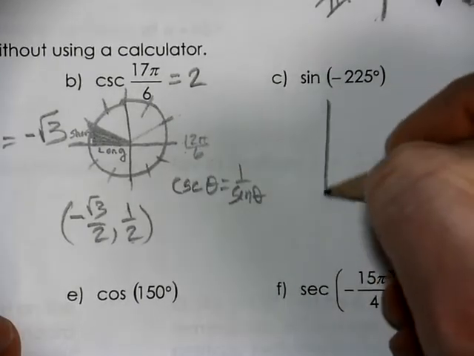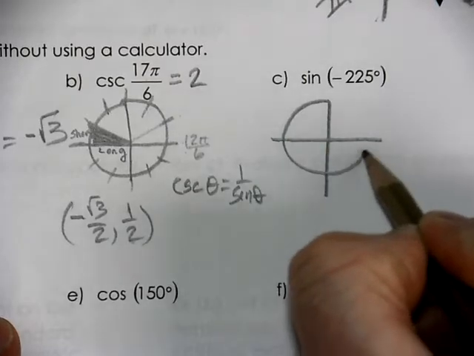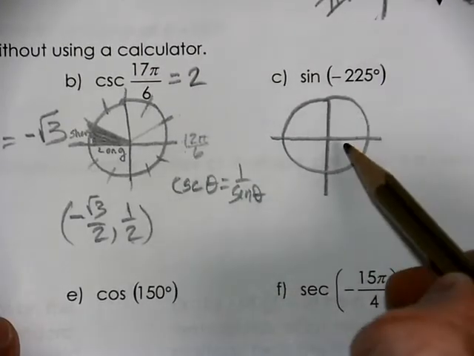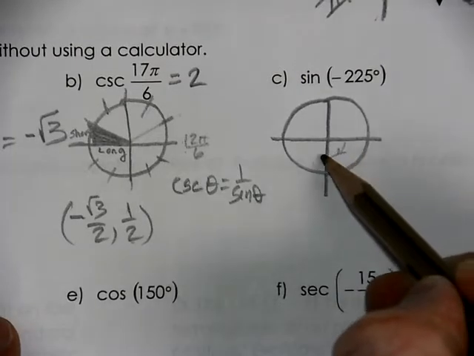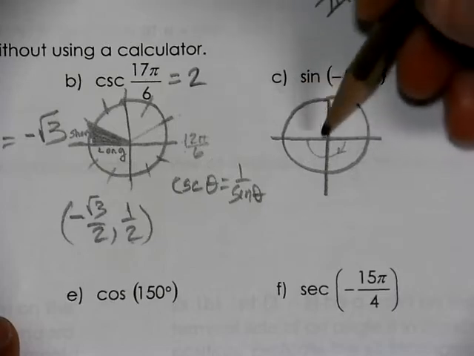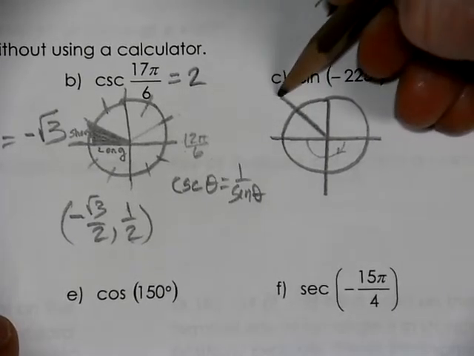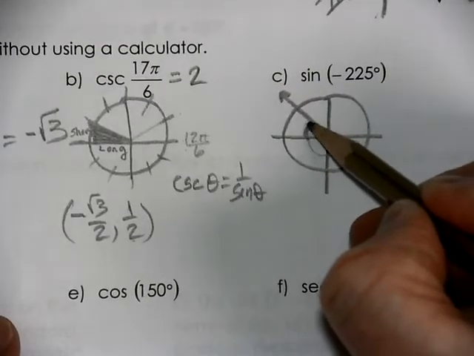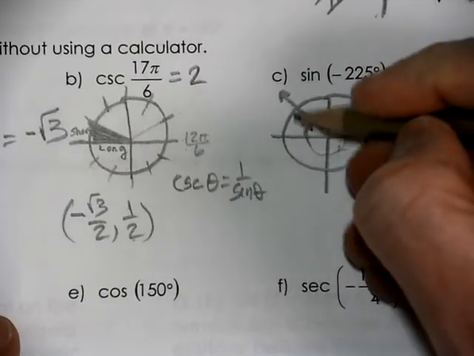All right, so what we're going to start with is identifying where our angle is located. Because it's a negative 225, we're going to go in the negative direction. Negative 90, negative 180, negative 225 is going to be 45 degrees past 180. Now this is going in the negative direction.